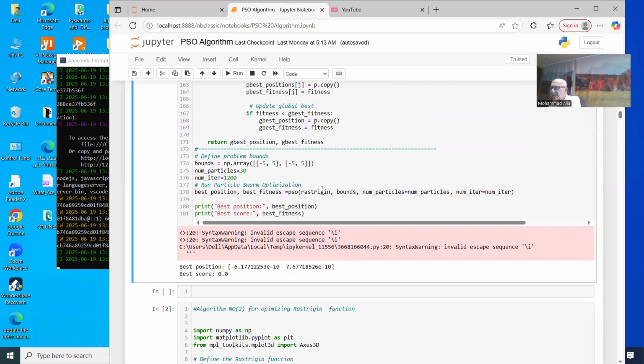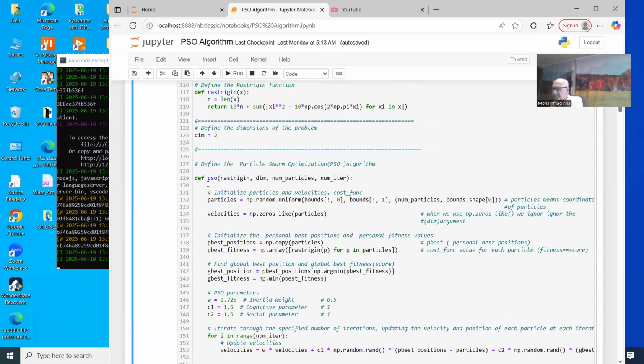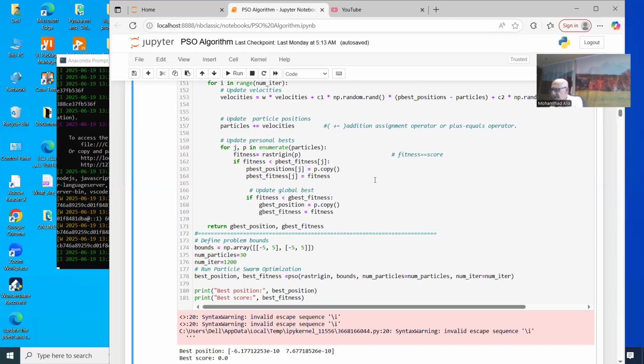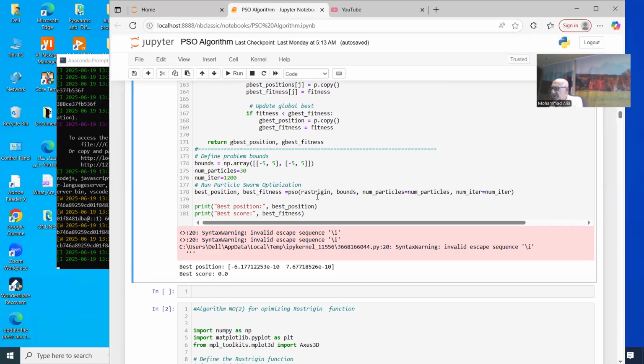Now, to run the algorithm here, we have to define the maximum x and lower x here, the bounds between -5 and 5 are acceptable. The number of particles is taken 30. The number of iterations is taken 1,200. And now we shall take our created function PSO, and take the values of these parameters, and assign them. So we put the value of the objective function, which is Rastrigin, the name Rastrigin.